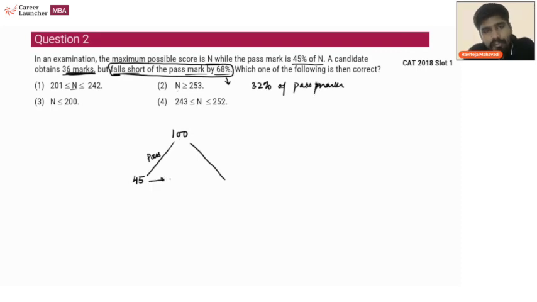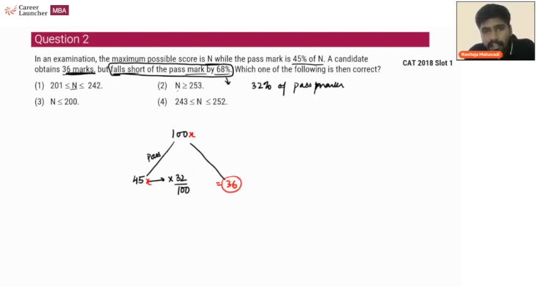That means 45 into 32 by 100 is what he has secured. So let us say the total marks was 100x, this is 45x. So what he has secured is 36 marks.